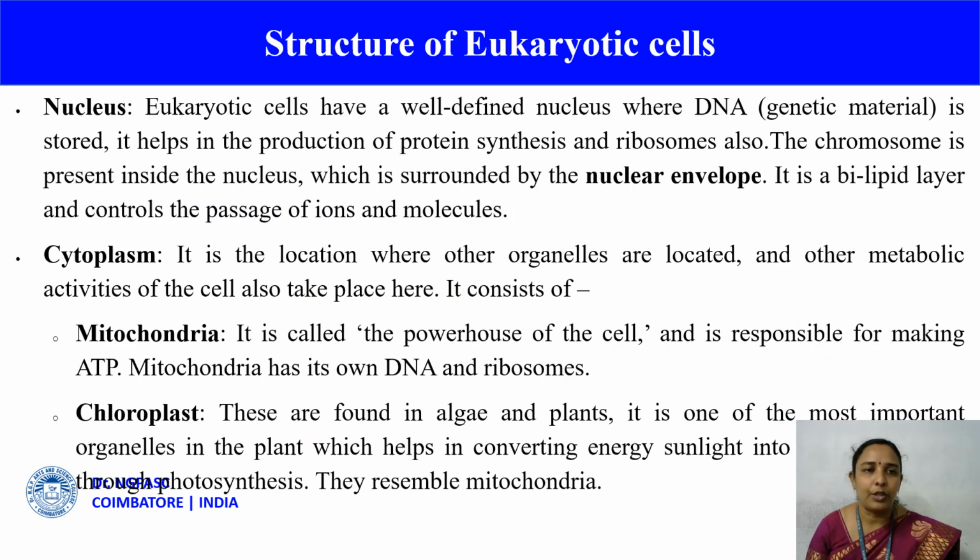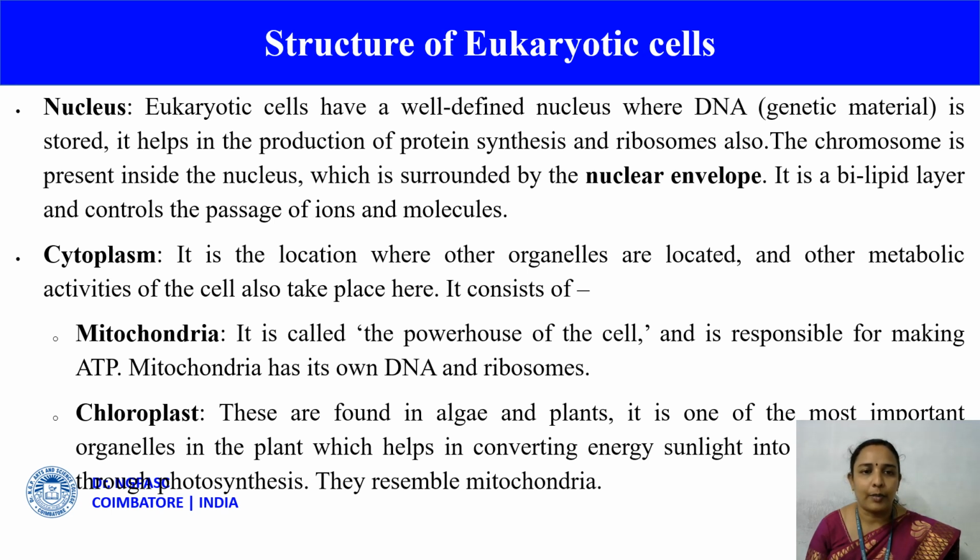Coming to the individual structures and their functions, the nucleus present in eukaryotic cells is well defined, and DNA is the genetic material which is present in the nucleus. It helps in protein synthesis and the production of ribosomes also. The chromosome is present inside the nucleus, which is surrounded by the nuclear envelope. It is a bilipid layer and controls the passage of ions and molecules.